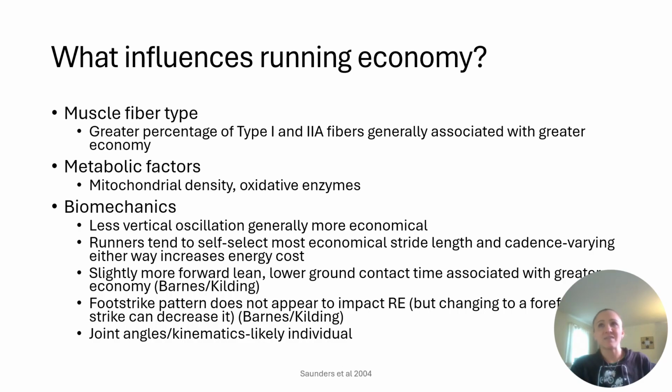Biomechanics. Everyone thinks of run economy and automatically thinks there's some perfect run form that's more economical. That's not necessarily the case. There are a few things associated with better run economy, but nothing that has clearly shown this is what you need to do to be economical. Less vertical oscillation is generally more economical: less up and down bounce, more forward motion. Makes sense. Slightly more forward lean and a lower ground contact time are associated with better run economy. So again, quick on and off the ground, keeping the center of gravity moving forward.